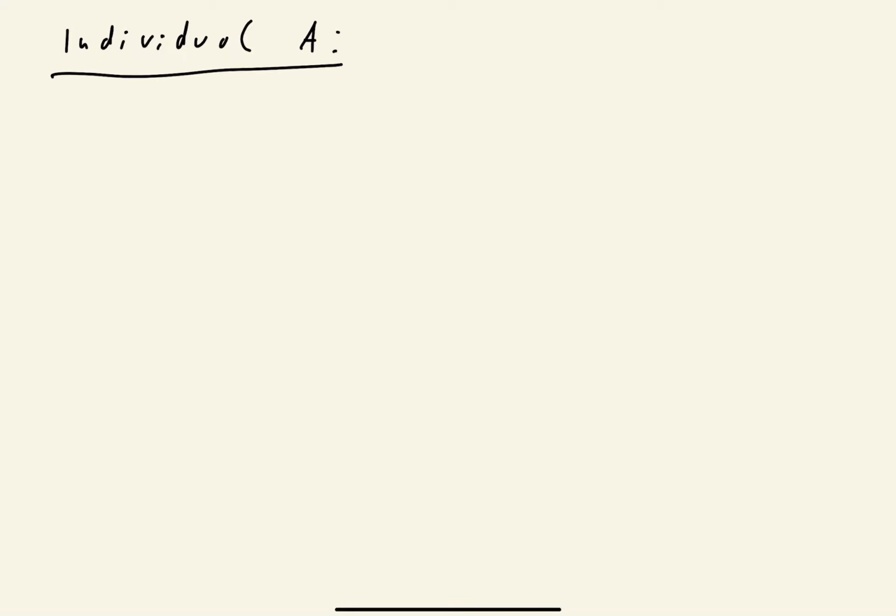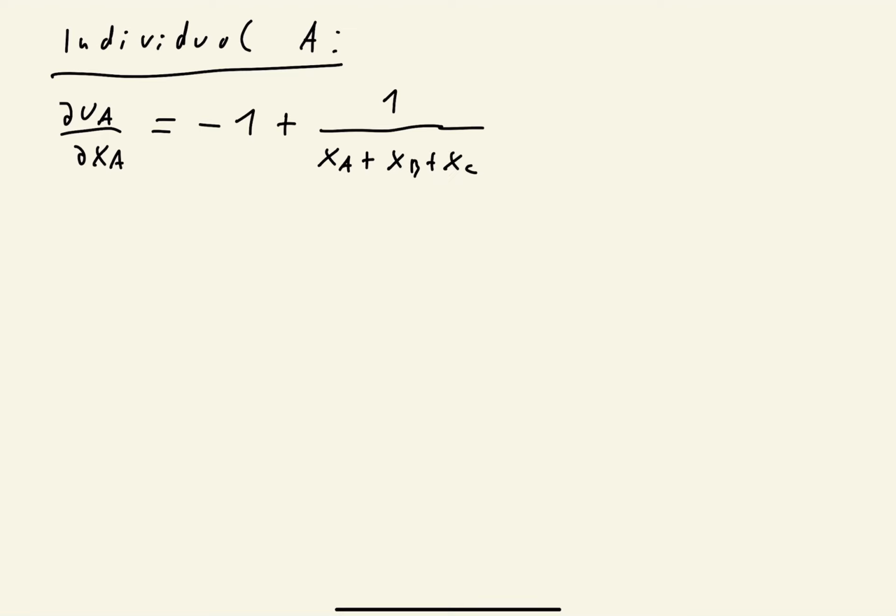So the first thing that we will derive is the marginal utility of individual A when he is increasing his provision to the public good. So what we will consider is the marginal utility when A is increasing his expenditure, his provision to the public good. So this is then minus 1 plus 1 divided by xa plus xb plus xc. So this is the marginal utility of individual A when he's increasing xa.